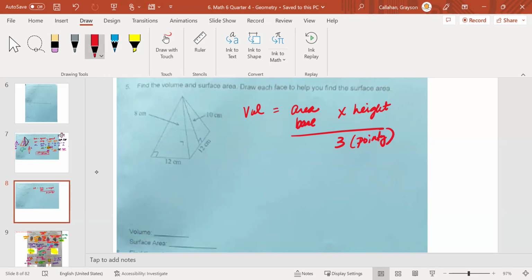So let's do that. Area of the base. So take your highlighter, make sure you highlight this. Isn't that just a square? Right? Area is just a square. So 12 times 12 is 144, right?